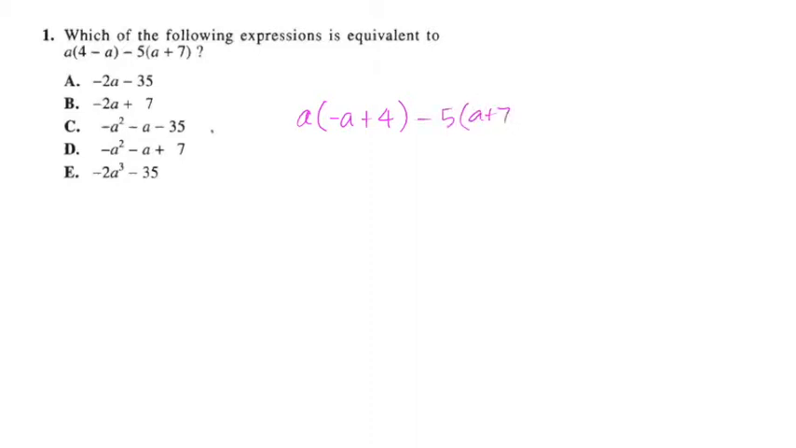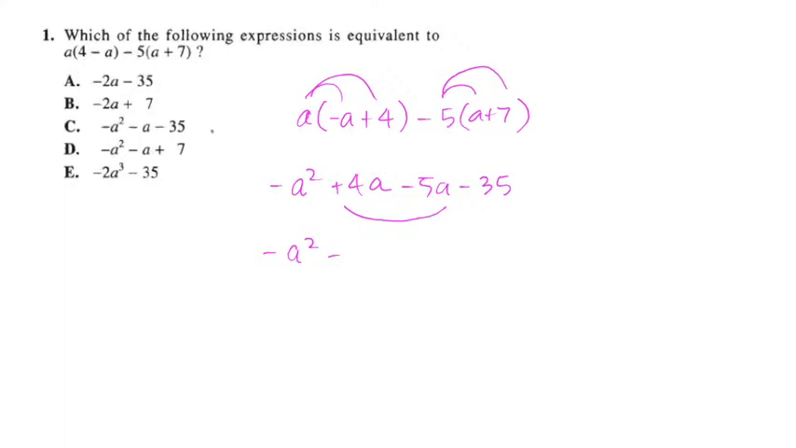and then negative 5 times the quantity a plus 7. At this point, what we need to do is distribute. I'm going to do a times negative a and a times 4. That's negative a squared plus 4a. And then negative 5 times a and negative 5 times 7. That's minus 5a minus 35. Here we have like terms, so we're going to combine them. That's minus 1a minus 35. And so the answer will be C.